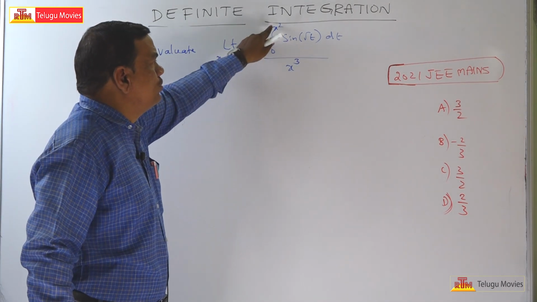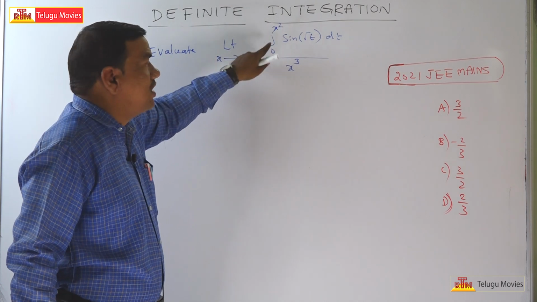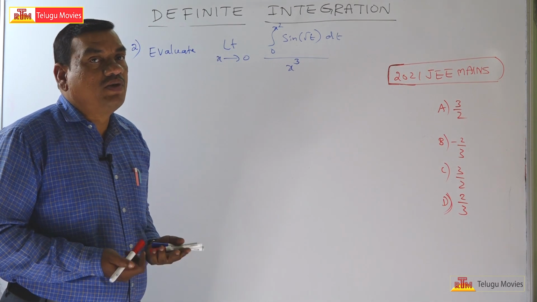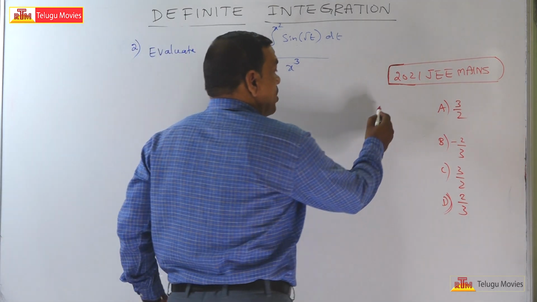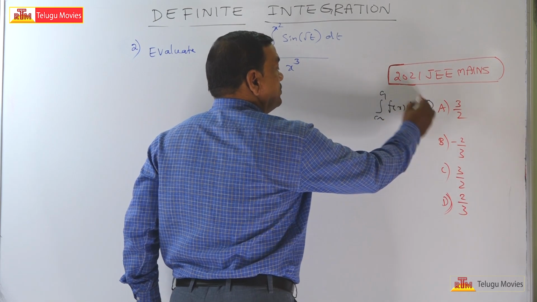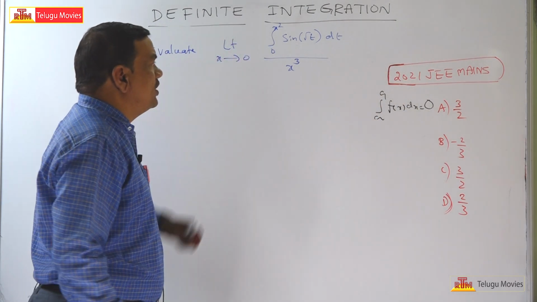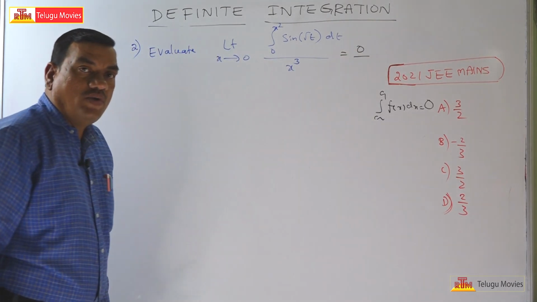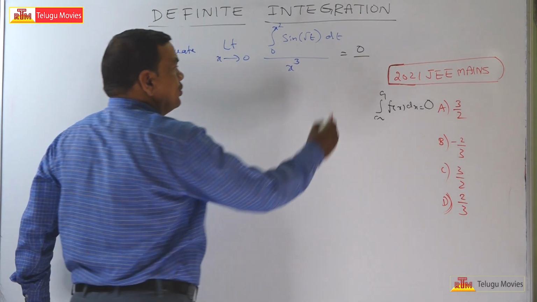So 0 to 0 square. 0 square means what? 0 to 0. Therefore, the integral from 0 to 0 is equal to how much? 0. Okay, already we have one property: the integral from a to a of f(x) dx is equal to how much? 0. So therefore, the numerator you got is 0, upon the denominator x cube, that means 0 cube, 0.